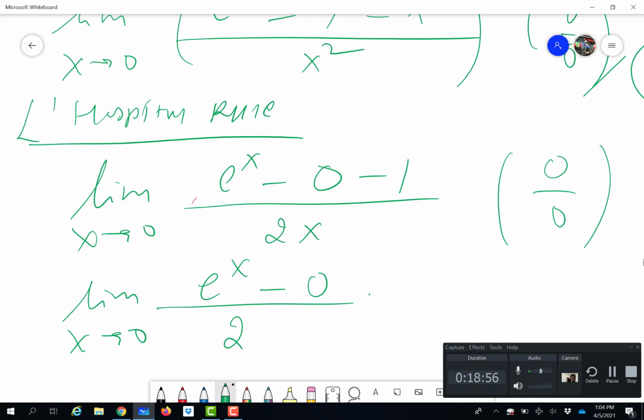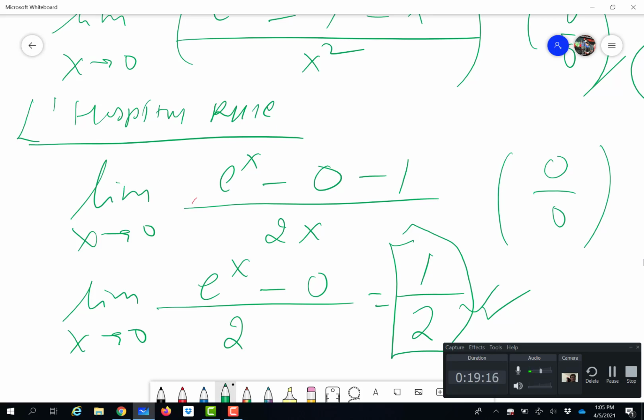Let us plug in the limit now. What happens? e to the 0 is 1, minus 0 is 1 over 2. Okay, so we got 1 over 2. So this is our answer. You will see that type of problem in this section 12.7. So this should be easier for you.